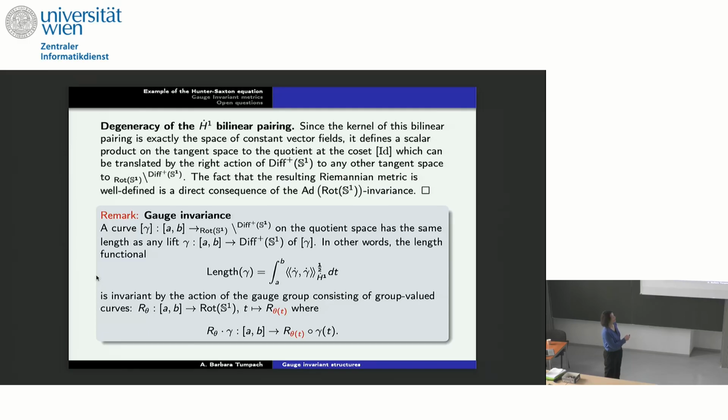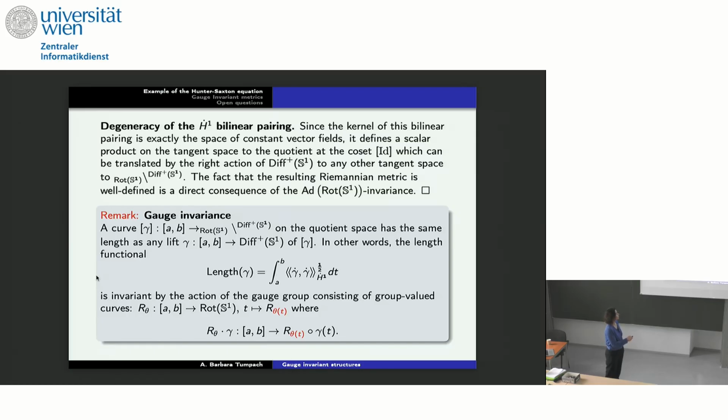Yeah, so what you get downstairs, because you kill the kernel of this metric, is a Riemannian metric. It's non-degenerate, because exactly, the kernel is exactly tangent to the fiber. And when you project, you kill the direction of the fibers, and you get something non-degenerate.